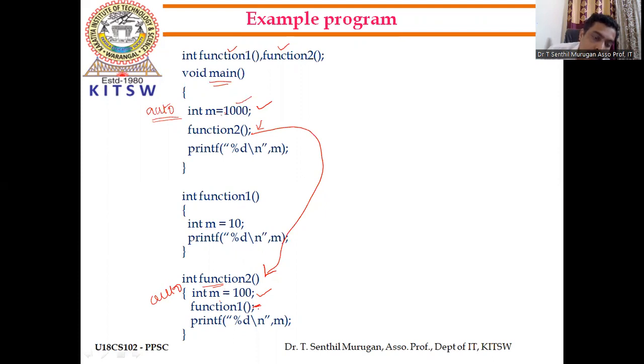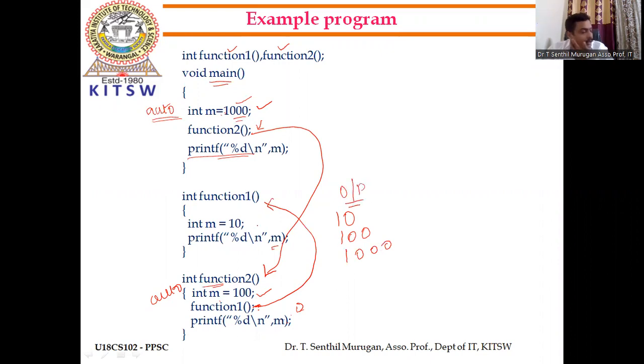Again it is calling function 1, so control goes to function 1. Okay. In function 1, m value is 10, and m is printed. So what is the output? First m will be printed. Then control goes to the second line. In this function, what is the value? m is 100, so 100 will be printed. After that, it prints in the main function. In main, what is the m value? 1000, so it will print the 1000 value. So this is the output of this program. Okay. So if you do not use auto, by default it will take auto.